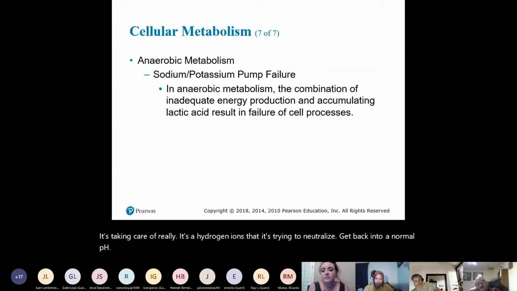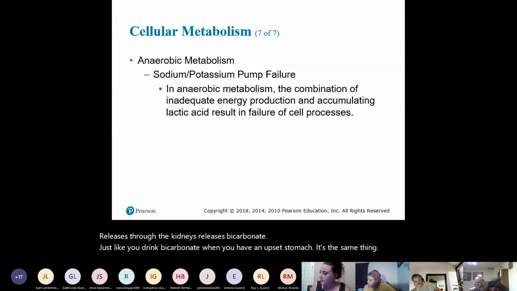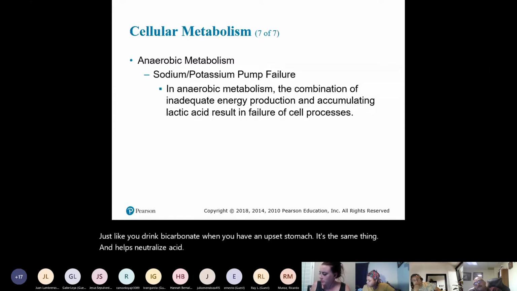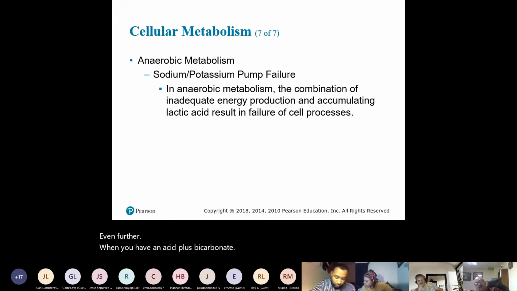Well, same thing here. The body releases, through the kidneys, bicarbonate. Just like you drink bicarbonate when you have an upset stomach, it's the same thing. It helps neutralize acid. As a result, your body is going to break it down even further. When you have an acid plus bicarbonate, we're going to get what we call carbonic acid. And if you break down carbonic acid, the remaining products are H2O and CO2.